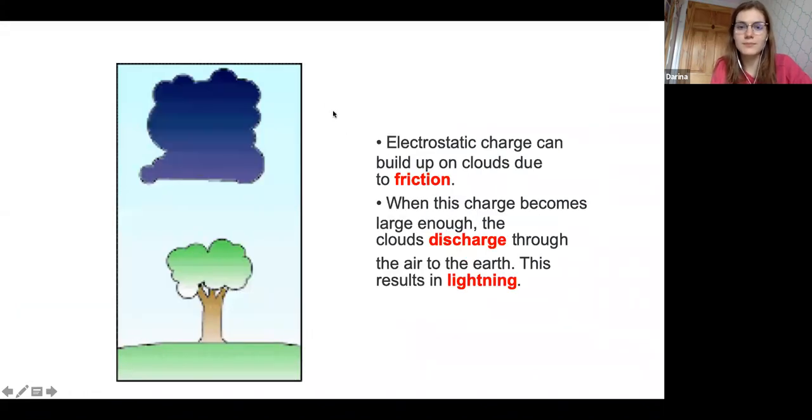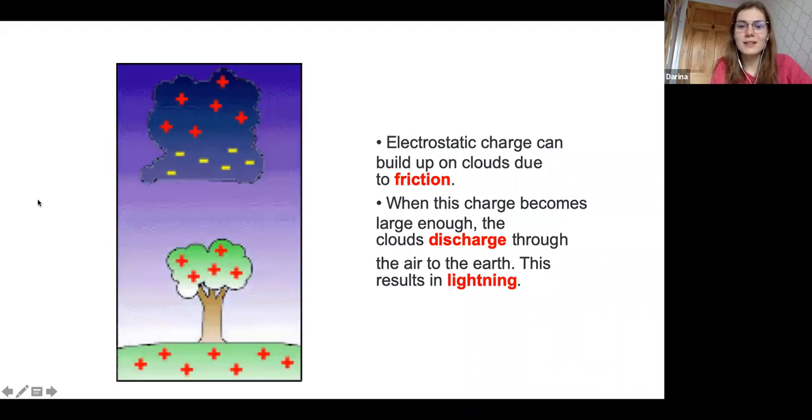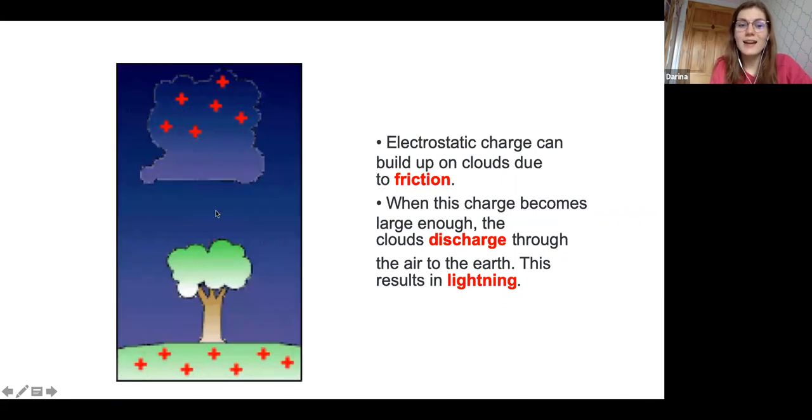building up. All right, finally, we've got this example. So electrostatic charge can build up on clouds due to friction. This little animation is just showing you how a lightning bolt happens.